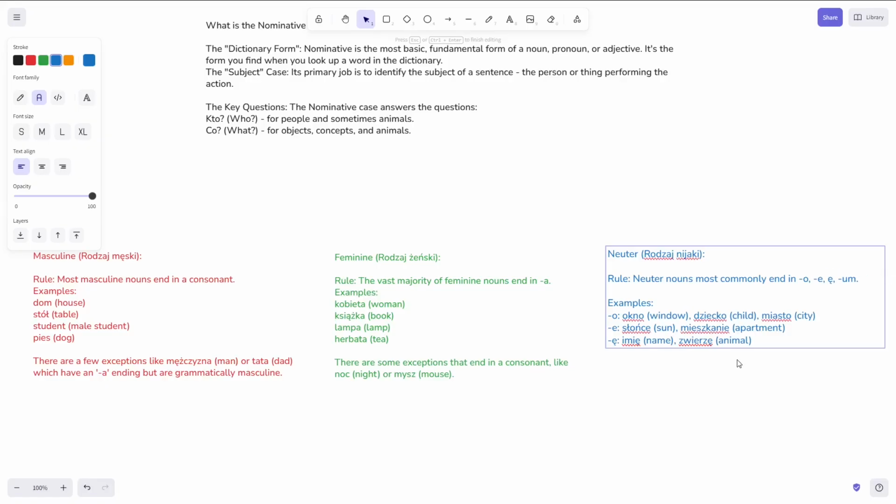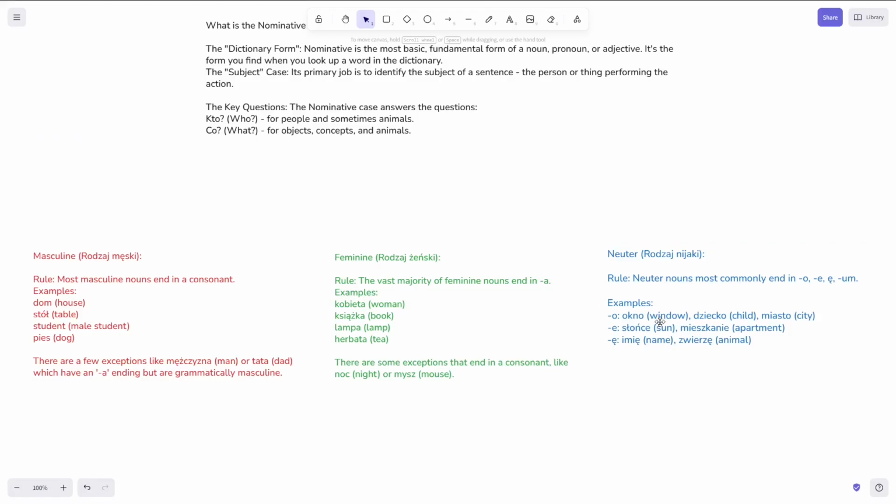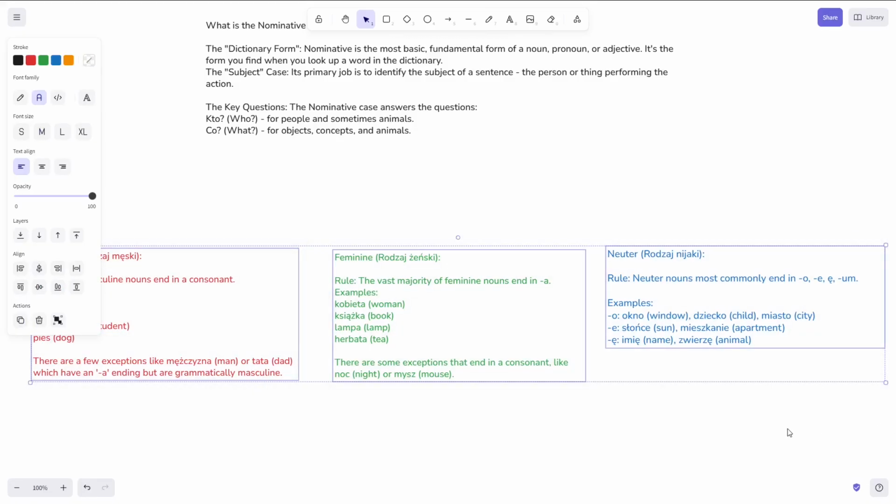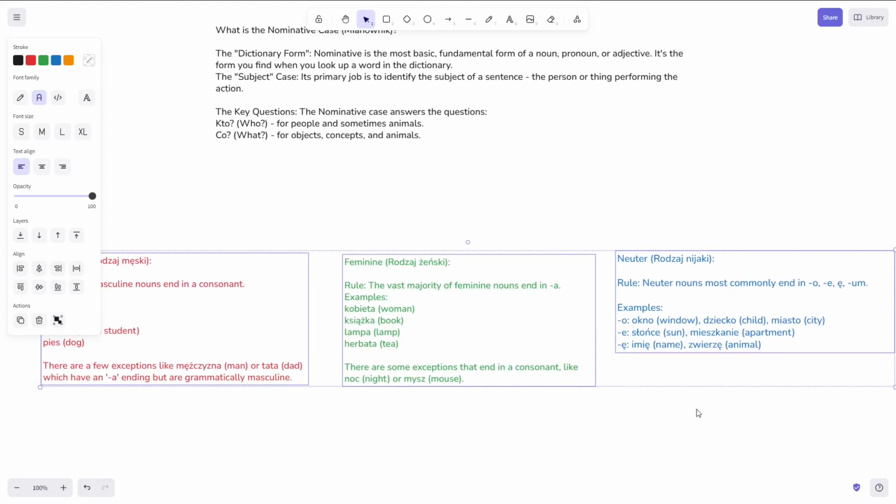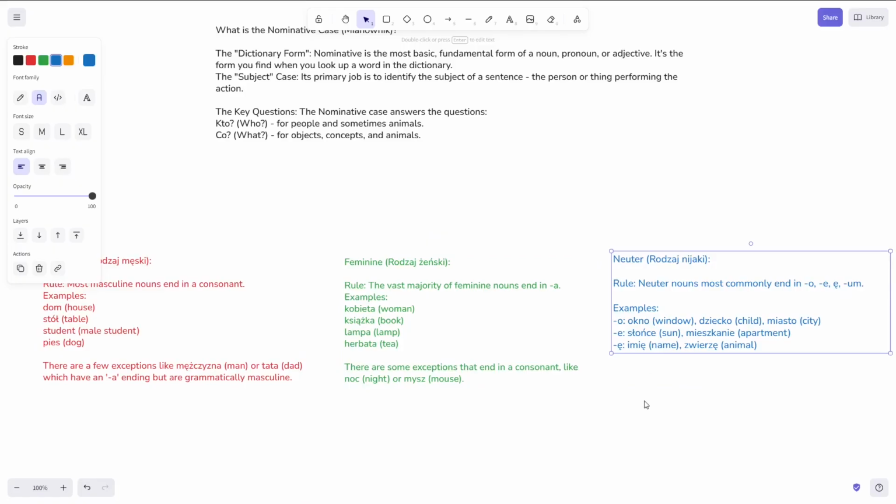So examples include okno, dziecko, miasto. These end in o. Window, child, or city. Słońce, mieszkanie. Sun, apartment. Imię, zwierzę, name, or animal. Okay? So these are the three genders. Just learn nouns with the appropriate genders.